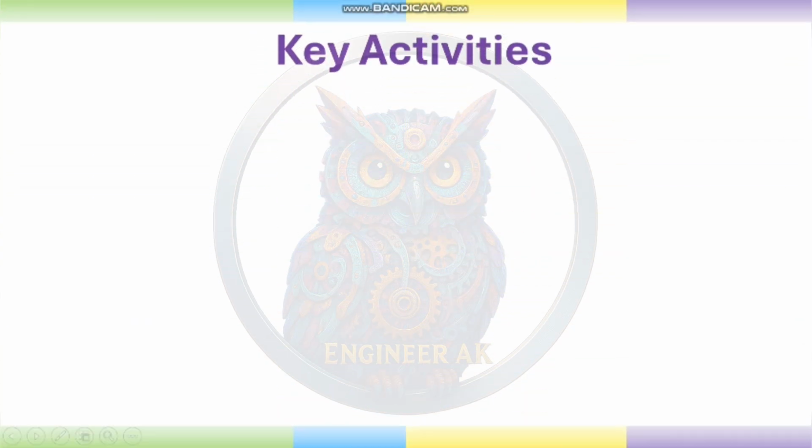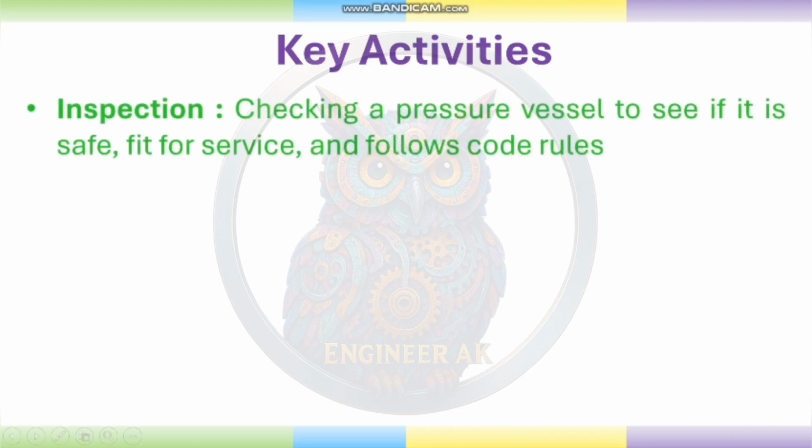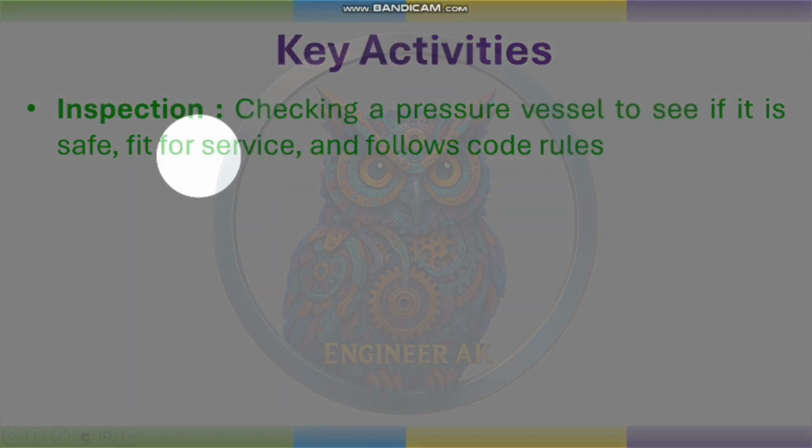Now, what are the key activities that this code talks about? The first one is inspection. Inspection is basically to check whether the pressure vessel is safe to operate or use or not, or whether it is following the code rule or not. So to read this slide: checking a pressure vessel to see if it is safe, fit for service and follows the code rule.